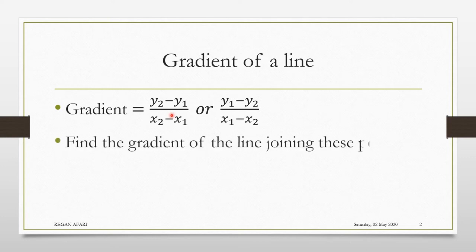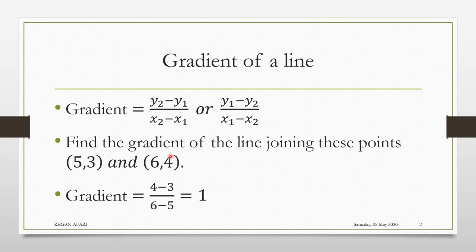Right, so these are the two options that you can state your formula. Let's start with the first question. Find the gradient of the line joining these points. We have our two points here. Let the first point take x1, y1, and the second point x2, y2. Now let's find the gradient. Let's use this formula, since most of you will come across this one, and use it in the solutions as well.